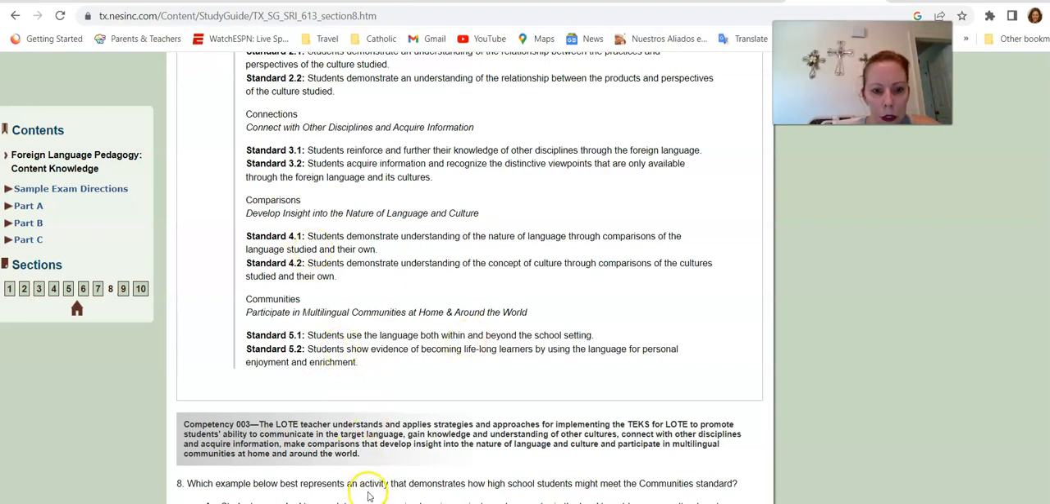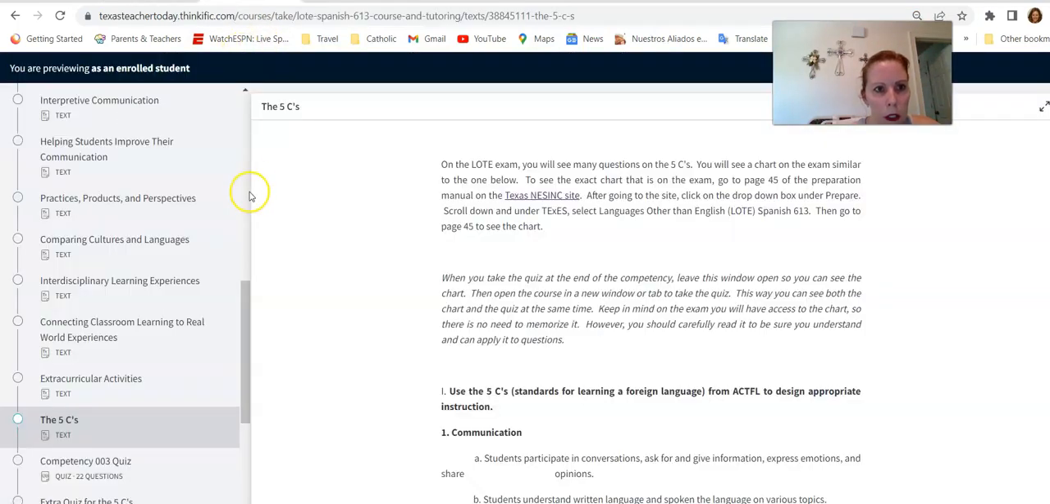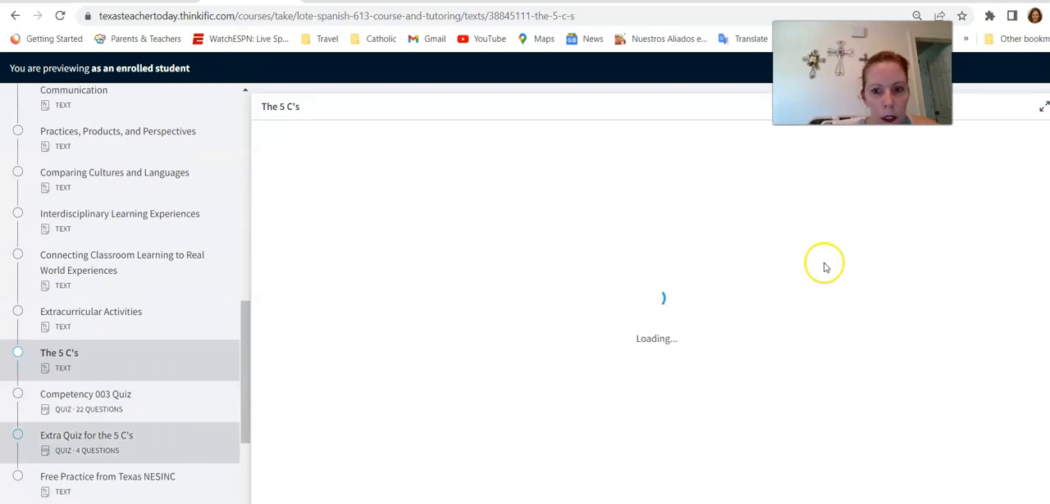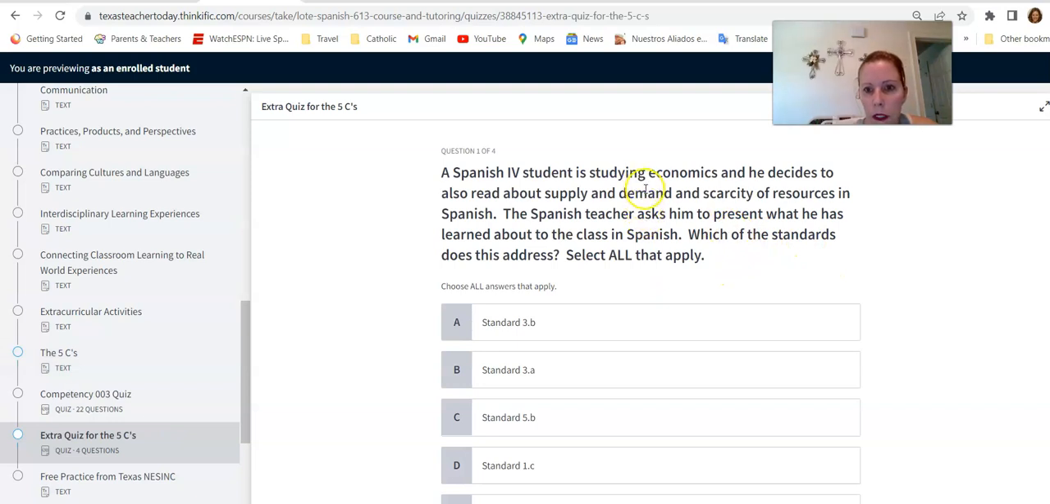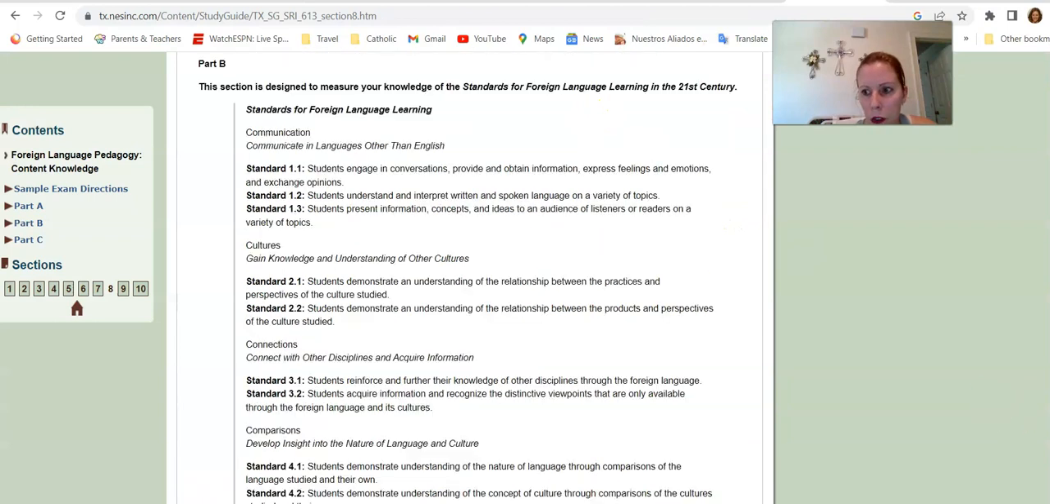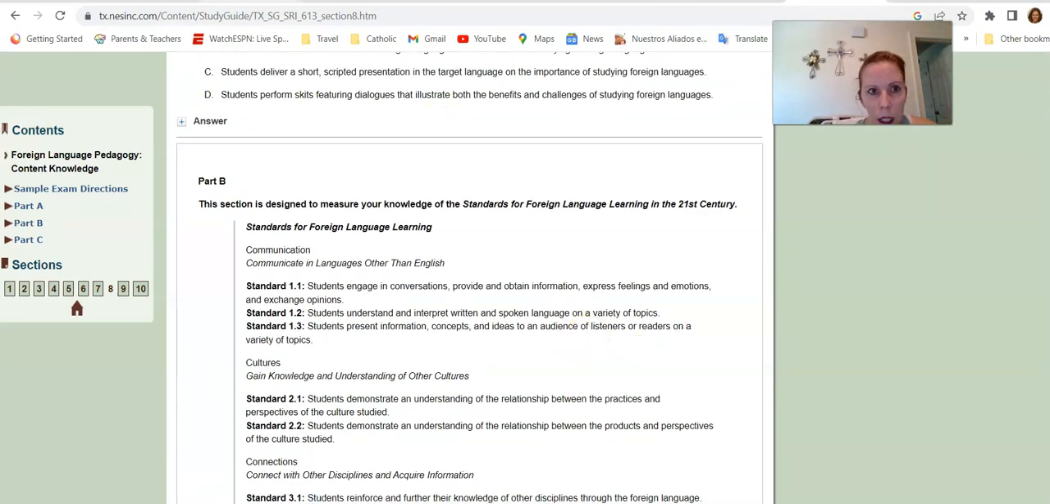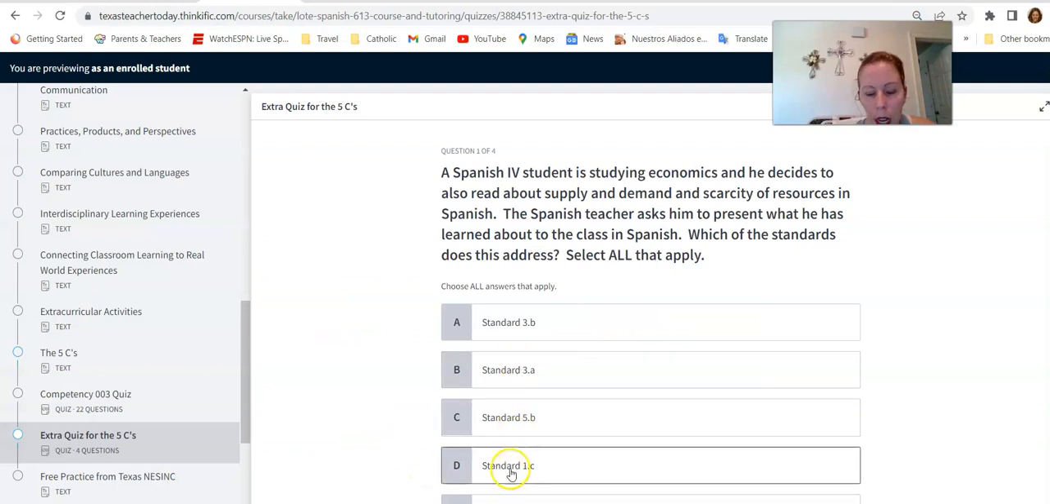So it's great to go through these questions and get the answers, but I'll show you a couple in my course too. So here's a little quiz for the 5 C's that I made. A Spanish 4 student is studying economics and he decides to also read about supply and demand and scarcity of resources in Spanish. The Spanish teacher asks him to present what he has learned to this class in Spanish. Which of the standards does this address? So he's going to be presenting. I remember that that's presentational communication, which is 1.3. So definitely it's 1.3. I have it as 1.C here because, again, it's copyrighted.